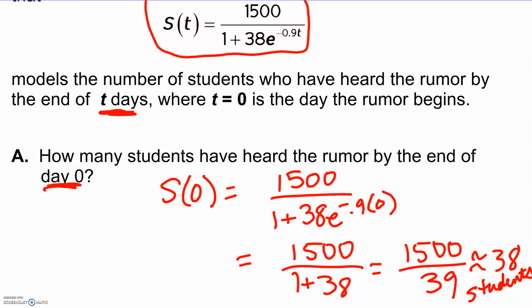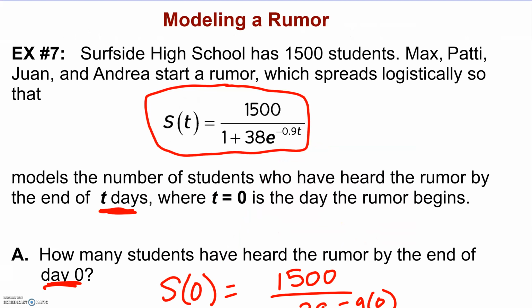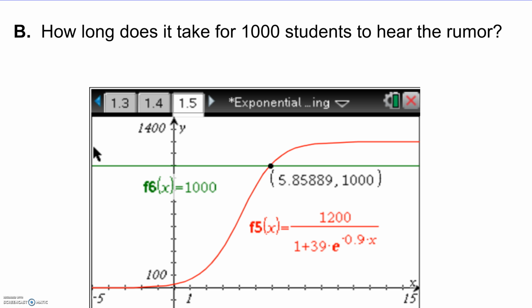Now, in part B, it is asking, how long does it take for 1,000 students to hear the rumor? So the number of students is what you would put in for S. So really, we're wanting to put in 1,000 for S here and then solve for T. I think I would just prefer to solve these graphically, to tell you the truth, and that's what I've got going on here on this next slide.